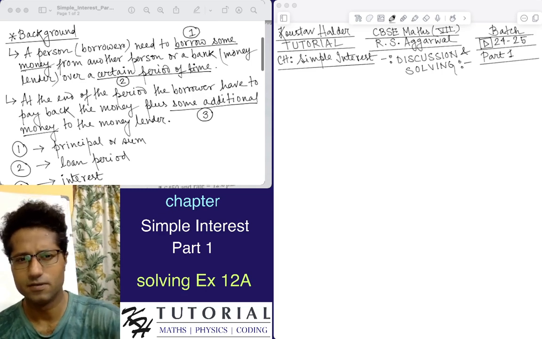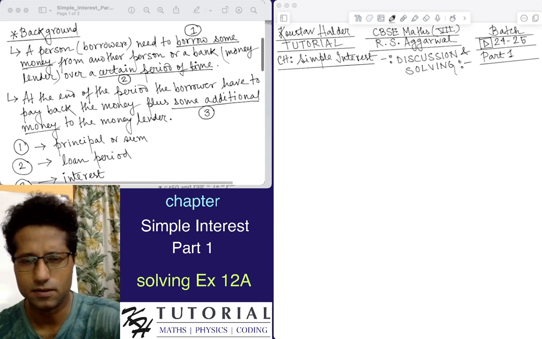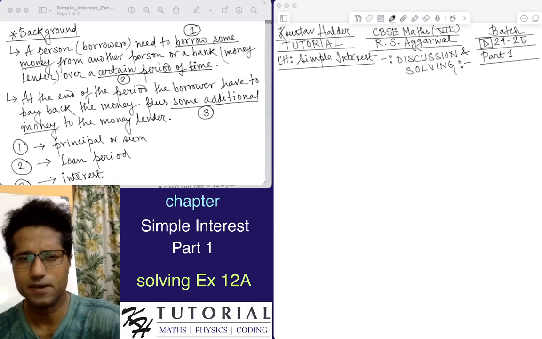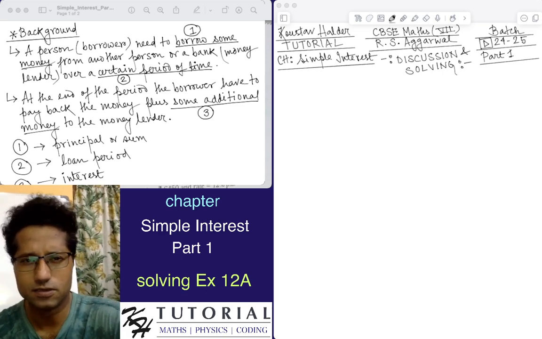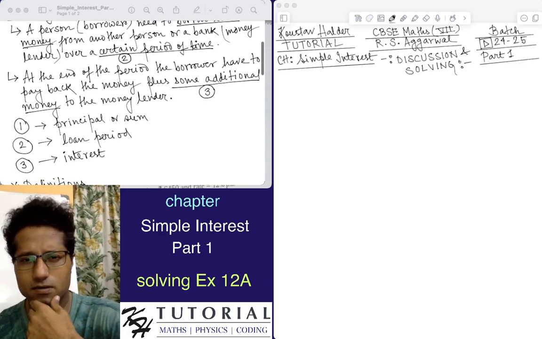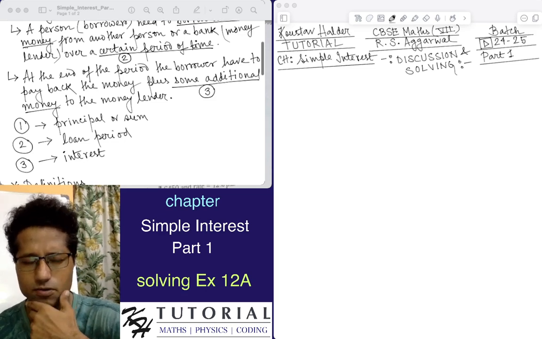This certain period of time is known as the loan period, or in short the period, or even time. At the end of the period, the borrower pays back the money he has borrowed plus some additional money. This additional money is the interest the person has to pay because some other person or organization lent him or her some money. That extra money is known as interest.